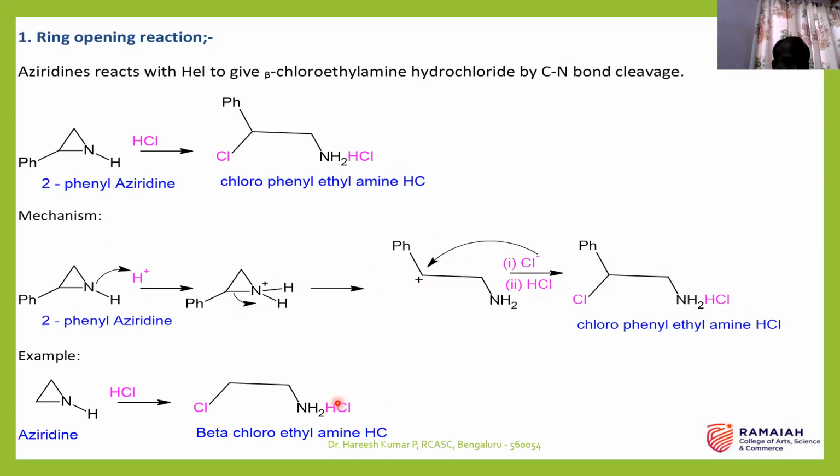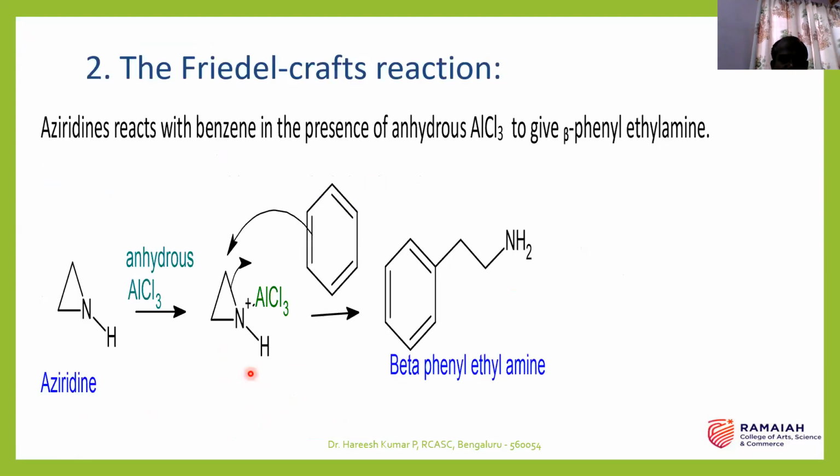Then I will take an example. Here I am taking aziridine itself. When aziridine is treated with HCl, we get beta-chloroethylamine. How can you say that it is beta? Because this is alpha, this one is beta. So beta-chloroethylamine hydrochloride is the product. With this, I will go to the next slide.